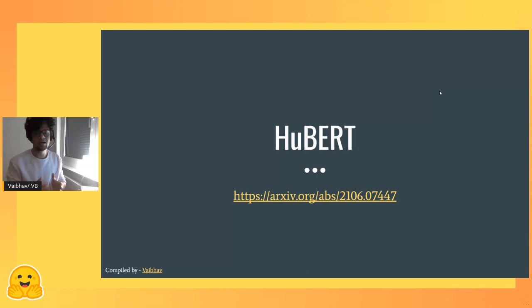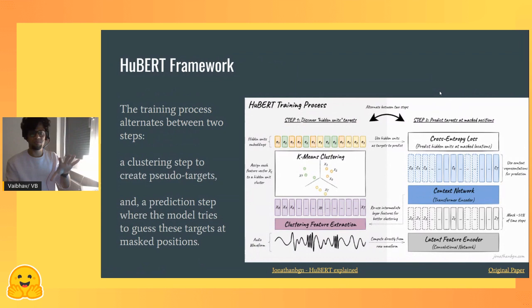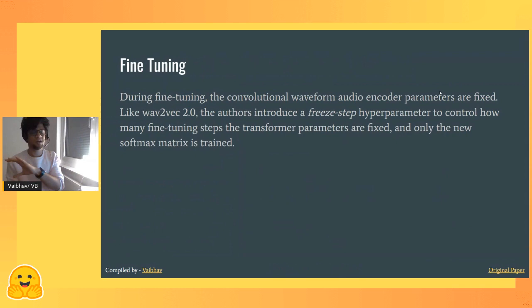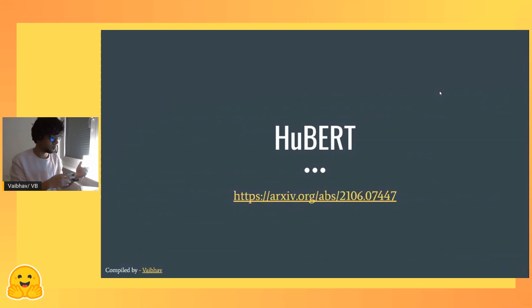The way I've structured it is that we'll first talk about the main motivation of the approach itself. Then we walk through the entire framework of HuBERT, then work our way to the results, and then discuss how things are currently and what can be improved in the overall framework, as spoken about by the authors of HuBERT. Does that sound fair enough?